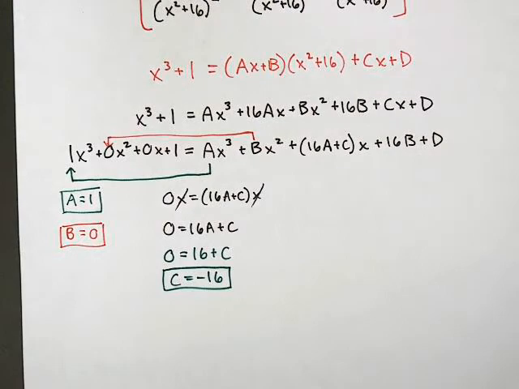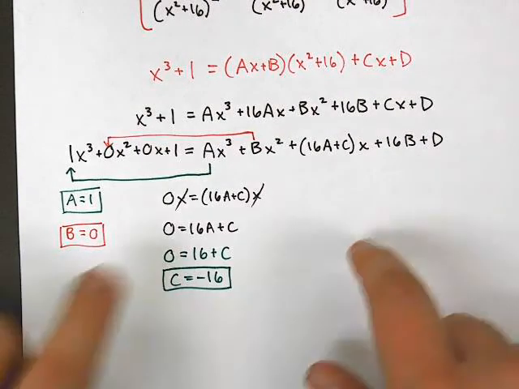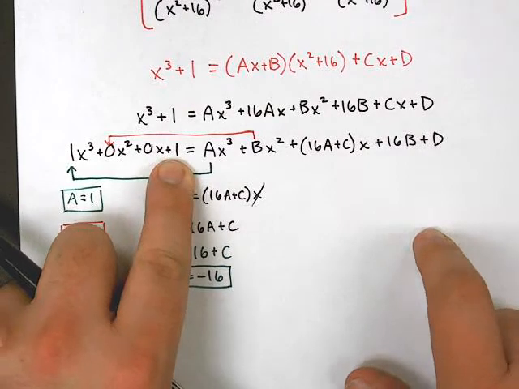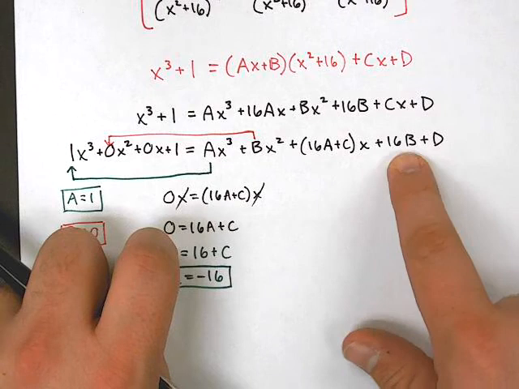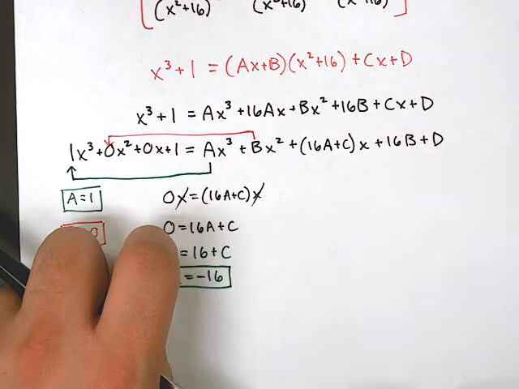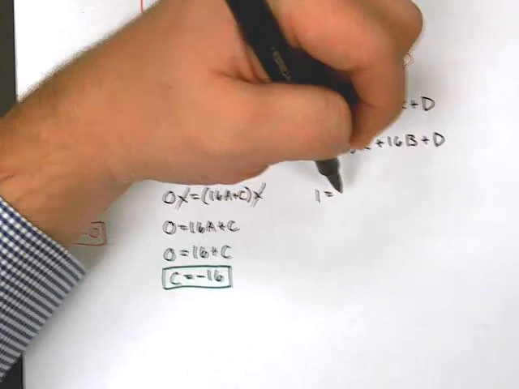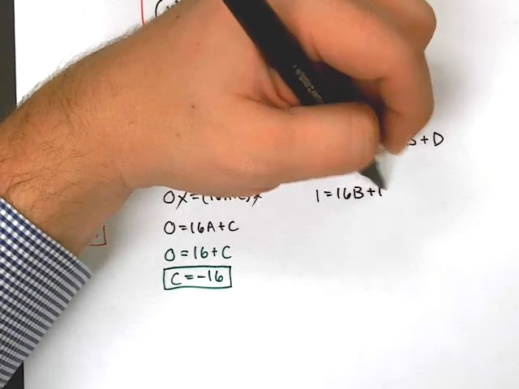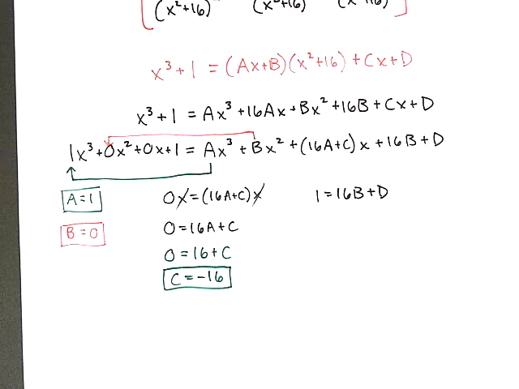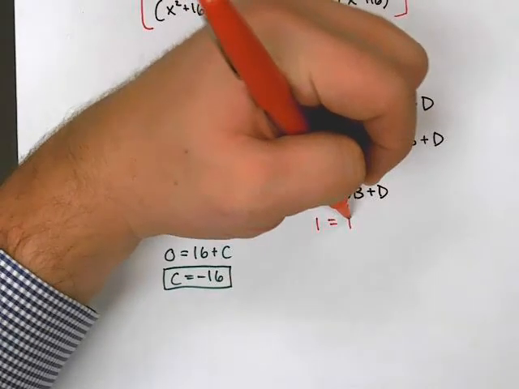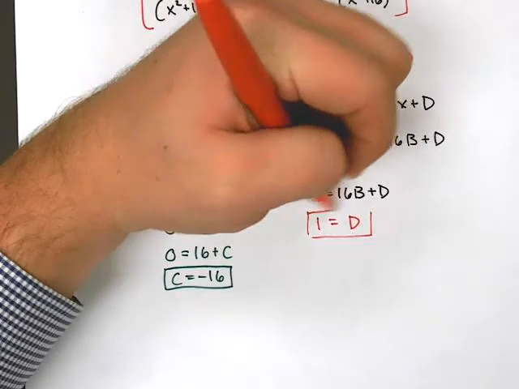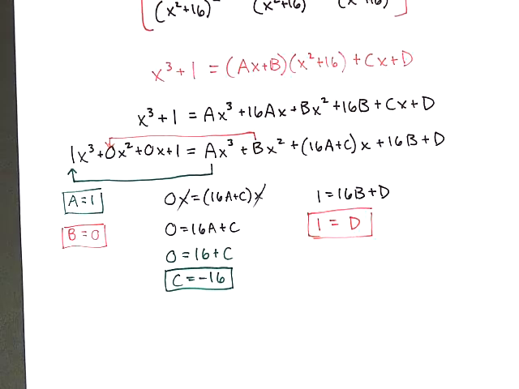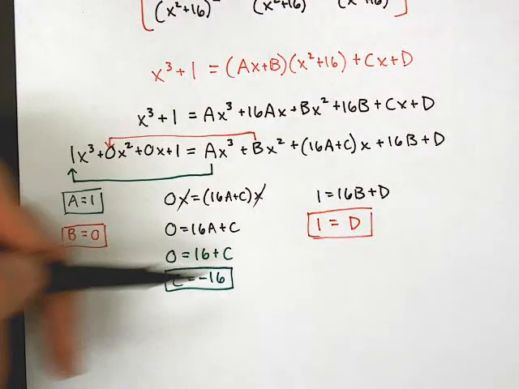On to the last one. Very similarly, my 1 is my constant, and 16b plus d is a constant, right? Both of these make up the constant. There is no x on either of these, so I know that 1 must equal 16b plus d. So when I plug in, because I know b is 0, 1 equals d, right? 16 times 0 is 0, so 1 equals d.